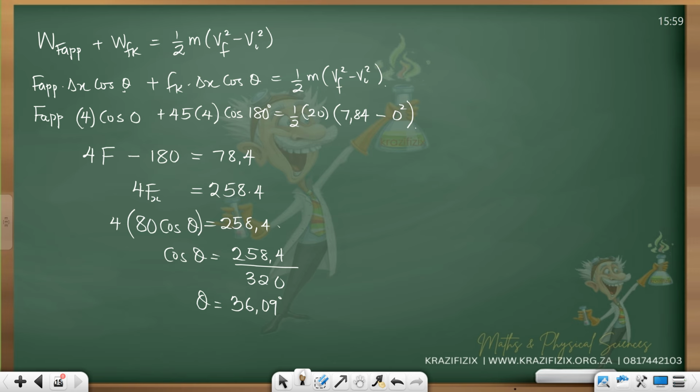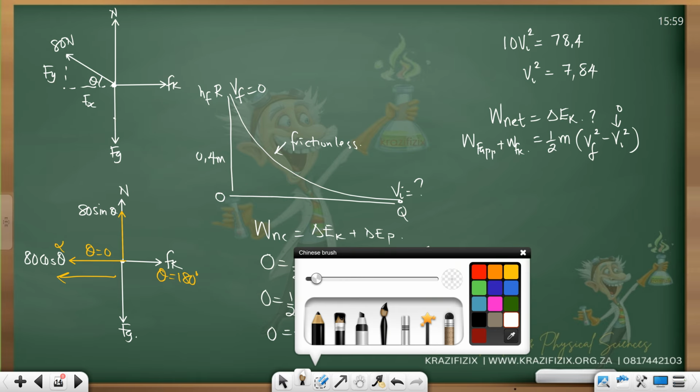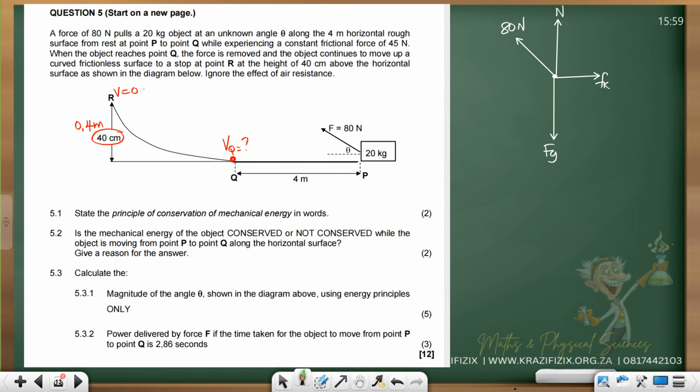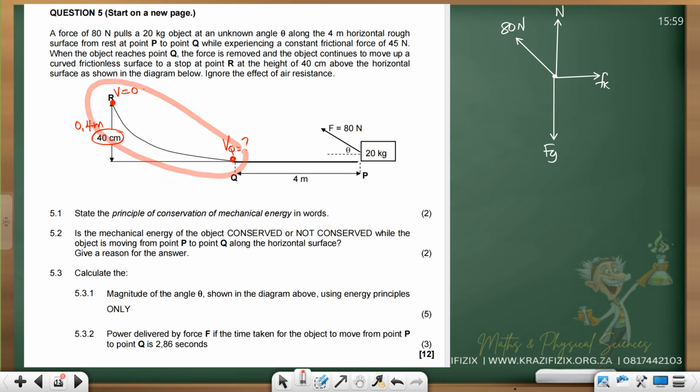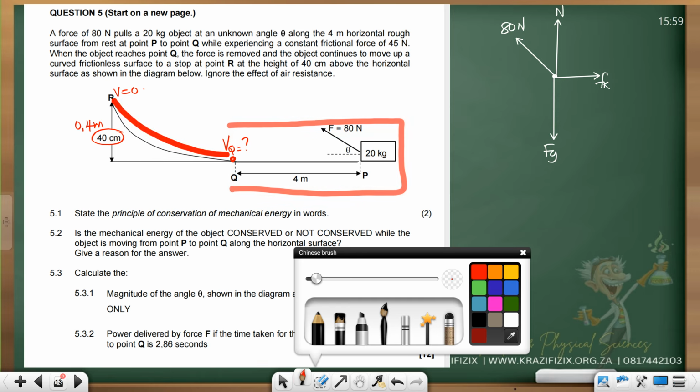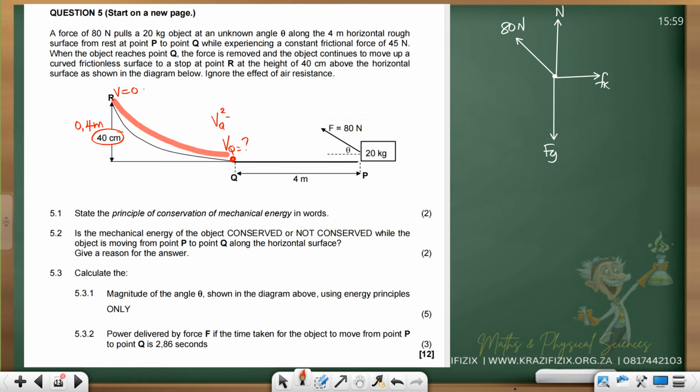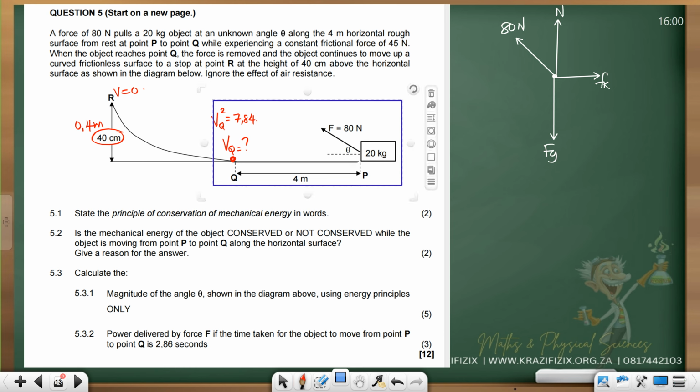Let me explain my 78.4. Maybe it would help you. What we did was we reversed the whole situation. Let me go back to the diagram. So we used this part. Final velocity is 0, initial velocity here. But if I then consider this part, we actually got VQ squared, 7.84. Now, if I consider this part, do you notice what's happening? That velocity that we got, which was final, becomes the initial. Tando, I don't know if we're on the same page.